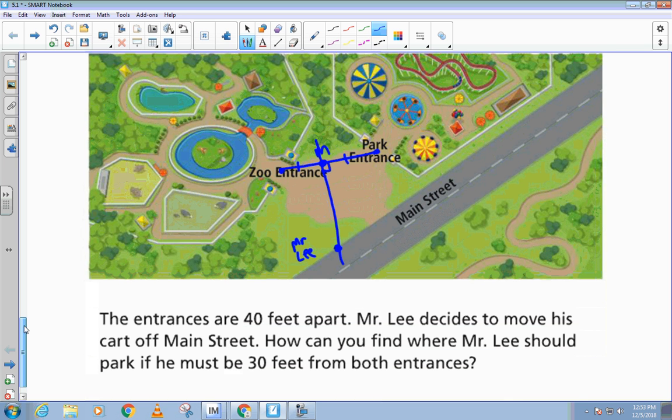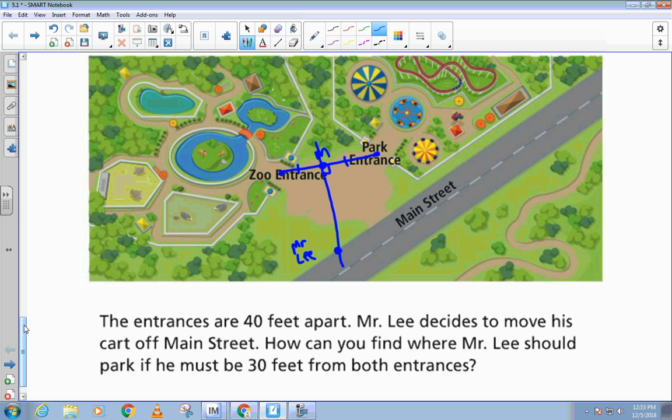Okay, so here's another question. The entrances are 40 feet apart. Mr. Lee decides to move his cart off Main Street. How can you find where Mr. Lee should park if he must be 30 feet from both entrances? Okay, so we're going to move him up. He wants to get off of Main Street, and we want to put him in a place that's 30 feet from both entrances. The distance between the parks is 40, right? So if this is the midpoint, these are both 20, yes? How should we figure out where to put him so that he's 30 feet from the entrances?